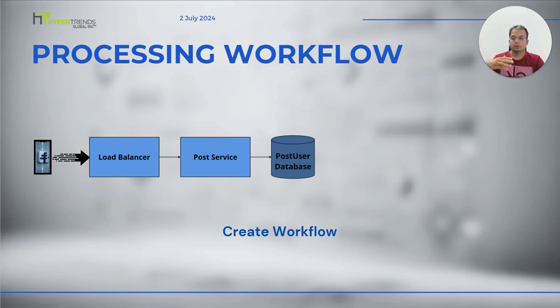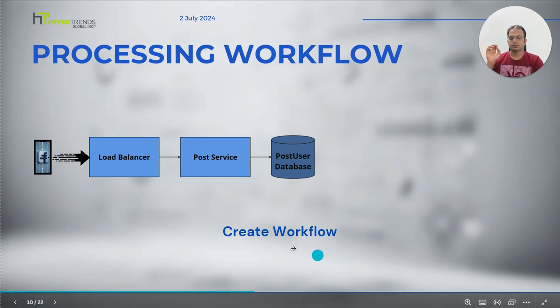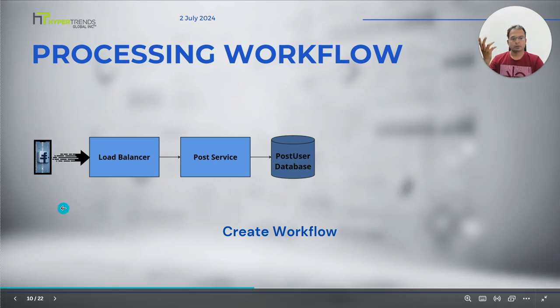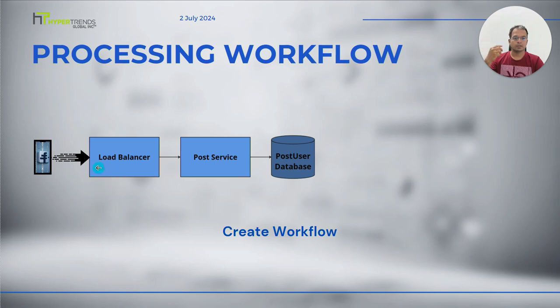So the processing workflow, again simple, this is the create workflow. It will start with the user creating a request. So it will come to the backend API gateway, then the load balancer. Again, here also there are different internal processes. I don't want to highlight each and every process right here, just the high level we are seeing, right? So the load balancer will send it to the post service, which will ingest the data to the post user database, and likewise we have the data.